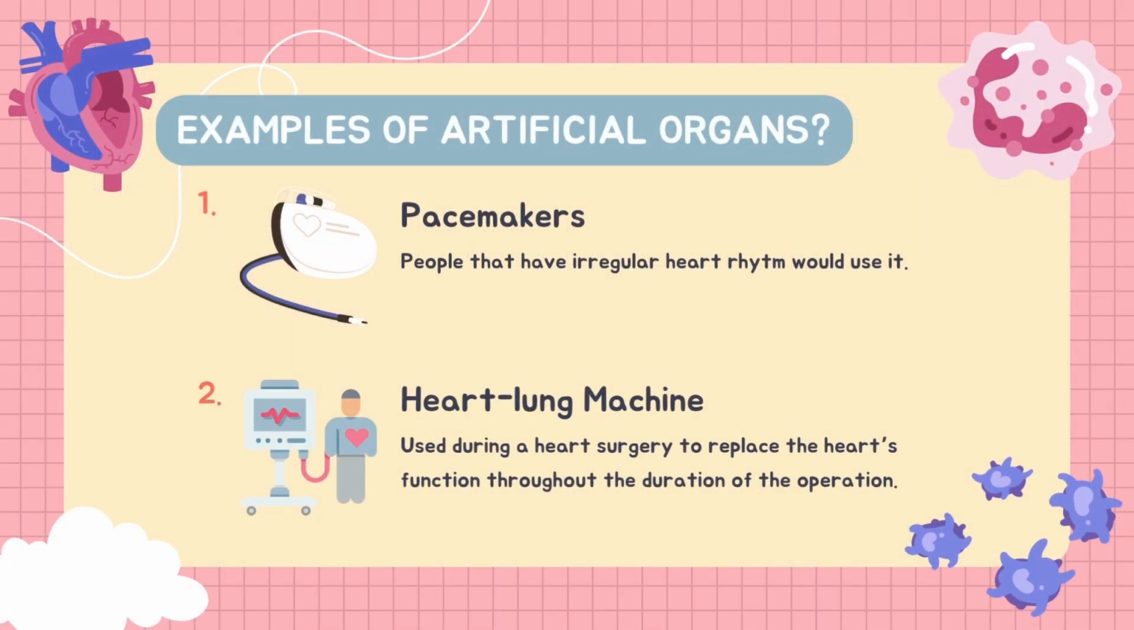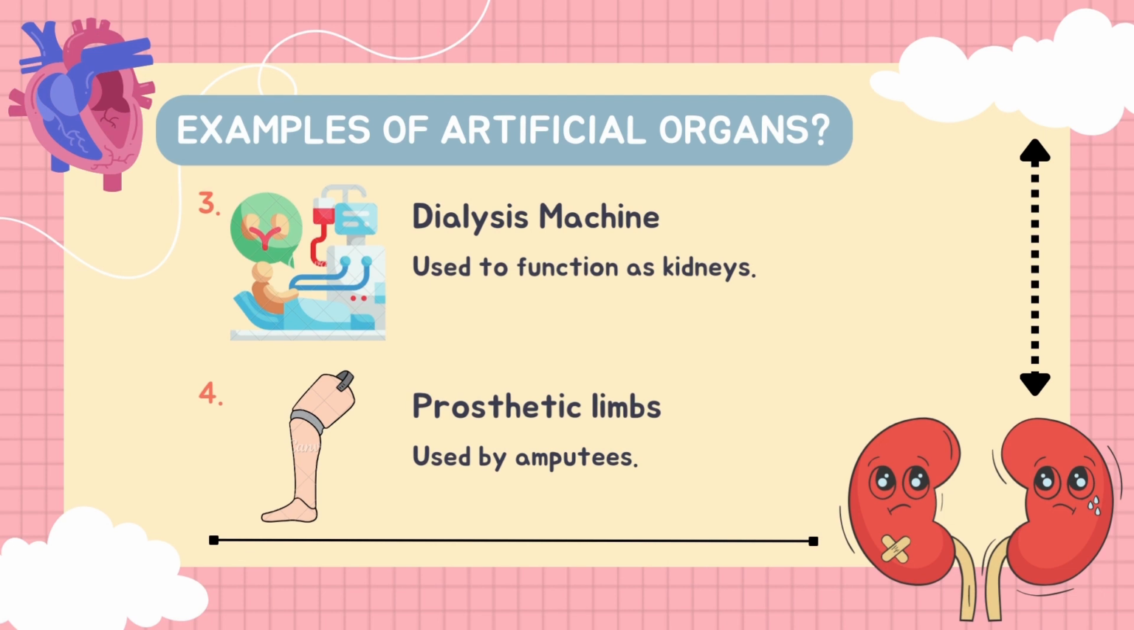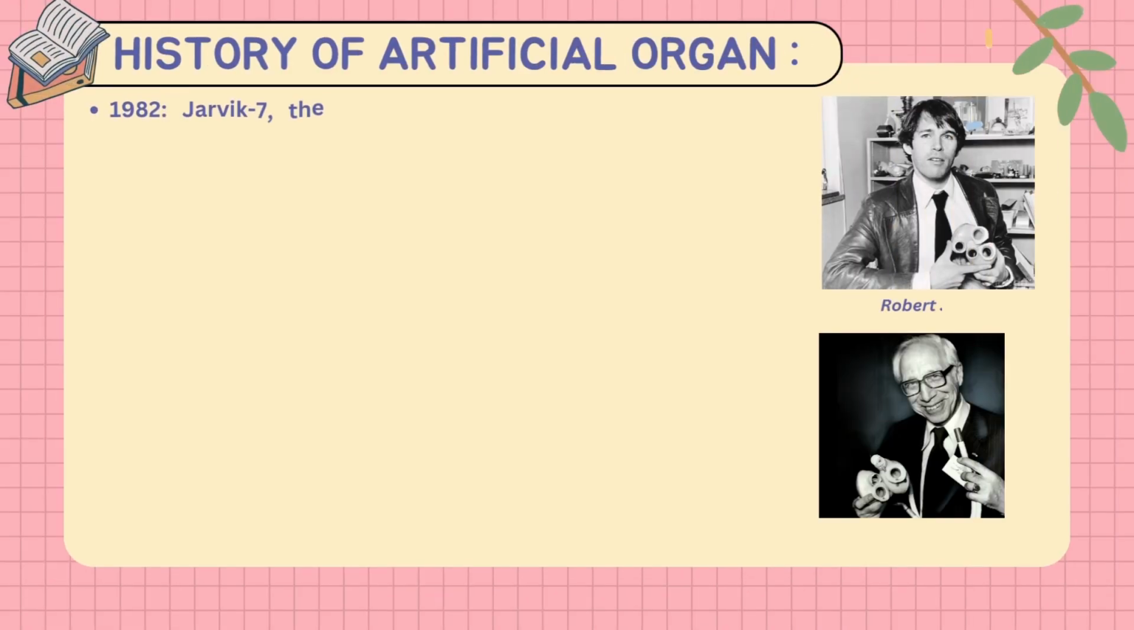Now, what are the examples of artificial organs? Most commonly known ones are pacemakers. People that have irregular heart rhythm would use it. Heart-lung machine that is used during a heart surgery to replace the heart's function throughout the duration of a heart operation. Moving on, we have dialysis machine, which are used to function as kidneys, and finally, prosthetic limbs that are used by amputees.